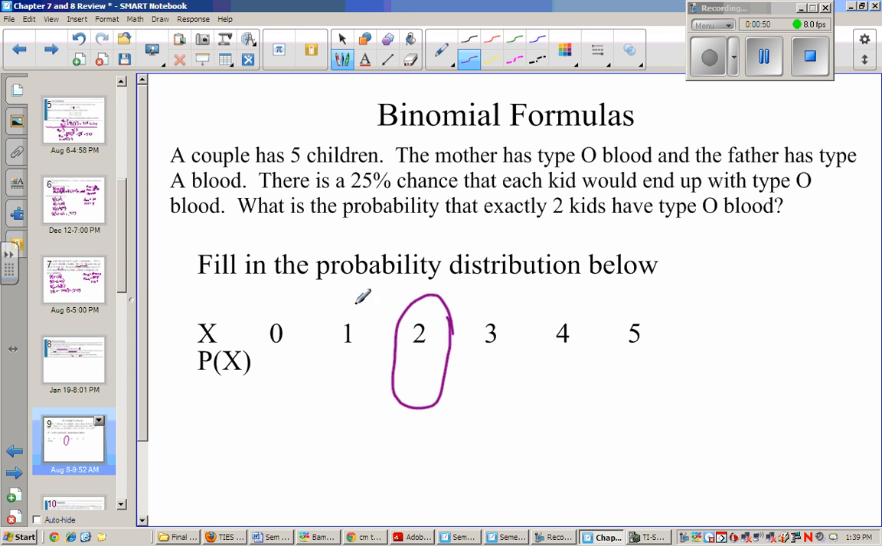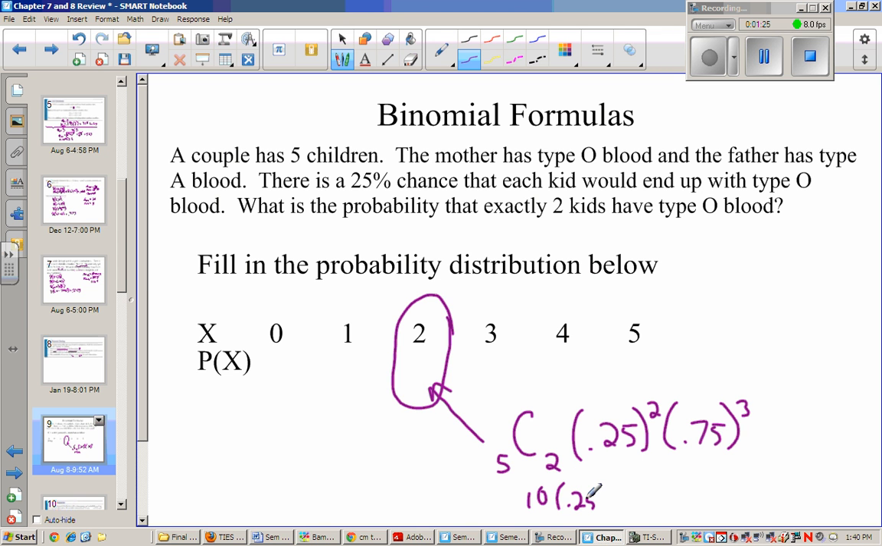So we could fill in a probability distribution, but let's just fill it in for 2. So we have 5 children. We do a combination of 2. And the probability that they have type O blood is 0.25, and 2 people are going to have that. The probability they don't have type O blood is 0.75, and there's going to be 3 of them that have that. So then we type 5 choose 2 into the calculator, and I believe that's 10. Yep, and so it's going to be 10 times 0.25 squared times 0.75 to the third power, and that'll get us that value. And so on and so on.